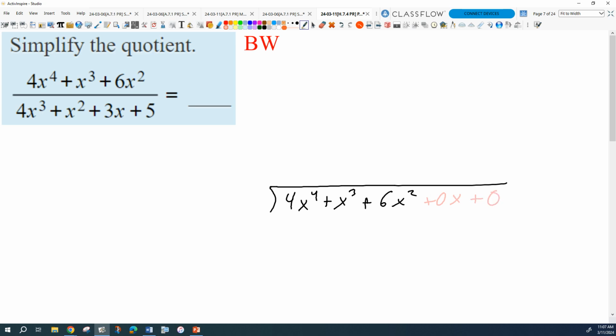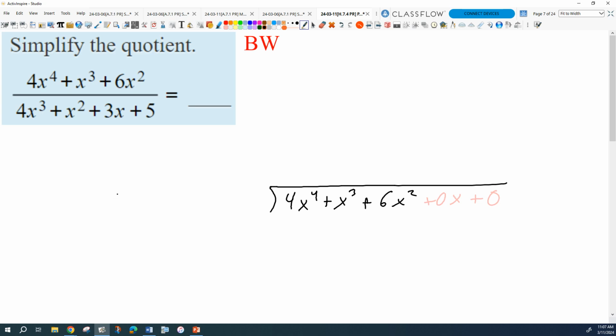Plus 0x plus 0. You need to have a column for each power. The degree of the top polynomial is 4, right? So I'm going to have powers of x all the way from x to the 4th down to the constant. Based on the degree of the polynomial in the numerator, how many columns are you going to have? This is 4th degree. How many columns do I need? 5. How come? Because there's 0. Okay, good. It's always going to be the degree plus 1 because you have to have an extra column for the constant, right?